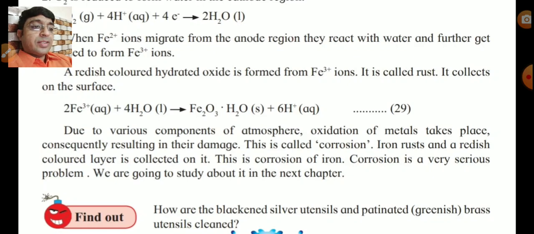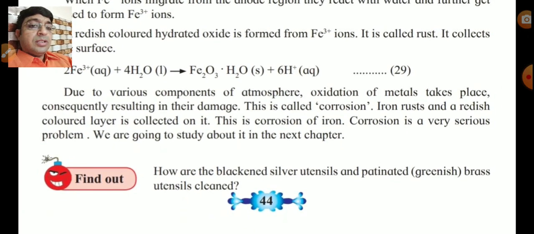Corrosion is a very serious problem. We are going to study about it in the next chapter. So try to find out how the black silver utensils and the patinated, that is greenish, brass utensils are cleaned. Try to find out the answer to this question.